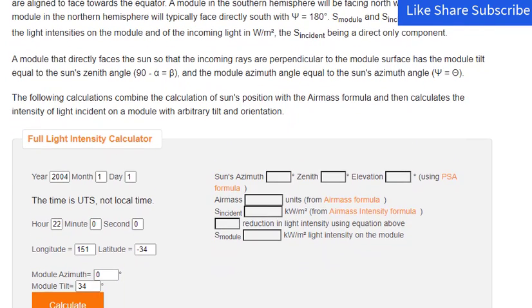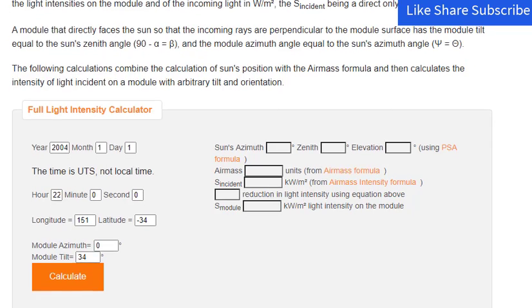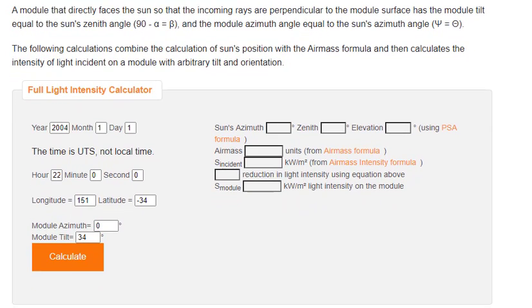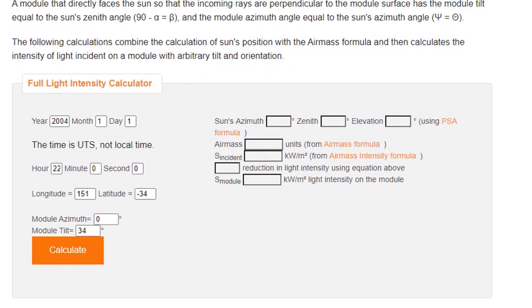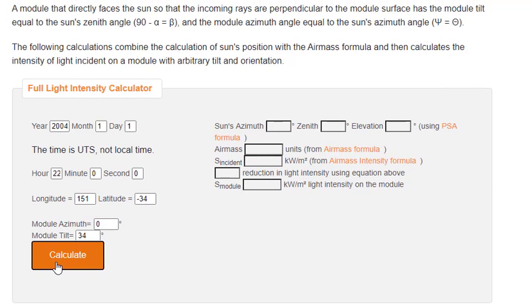The vast majority of modules are aligned to face towards the equator. A module in the southern hemisphere will be facing north with psi equals 0 degrees, and a module in the northern hemisphere will typically face directly south with psi equals 180 degrees. S module and S incident are respectively the light intensities on the module and of the incoming light in W per square meter, the S incident being a direct-only component.